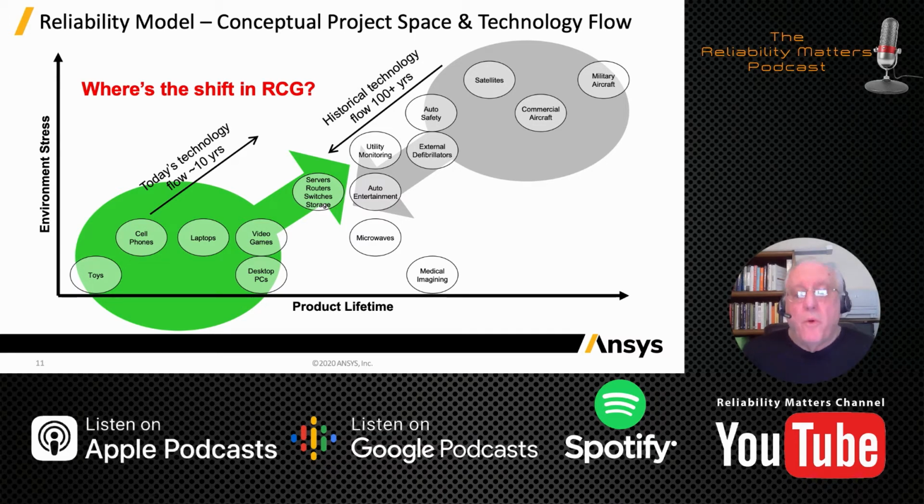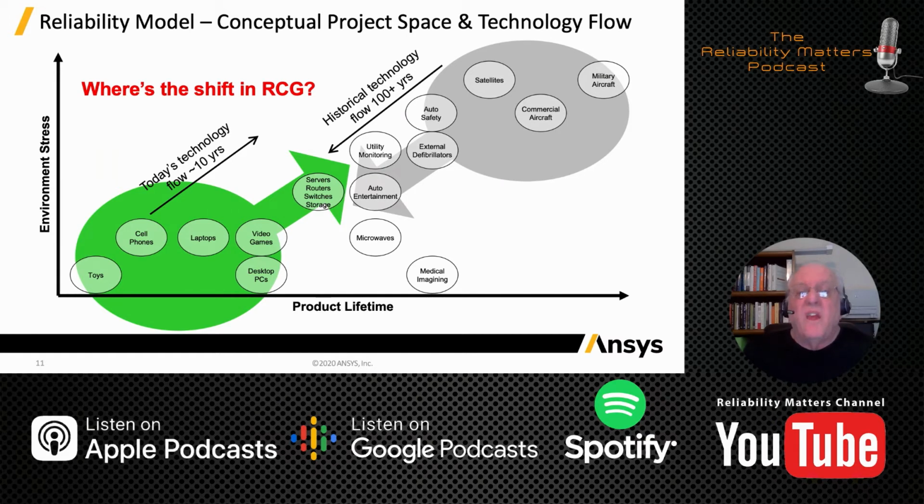So if you look at the upper right-hand quadrant there, high environmental stresses, long product lifetime. So these are satellites, commercial military aircraft, auto safety, those kinds of things. In the lower left-hand quadrant, we've got things like toys, cell phones, laptops, video games, those kinds of products. So the products in the lower left quadrant tend to live their lives in more benign environments and have shorter product lifetimes. So there's a couple things going on here that I'll call your attention to.